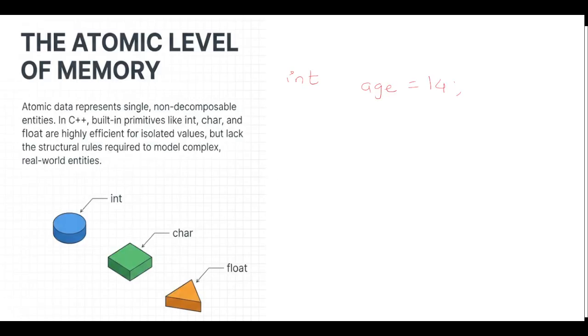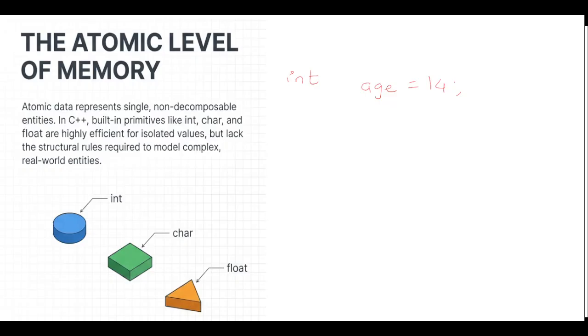Hello friends, in this video we will see the structure and the array of structure. As atomic data represents a single and non-decomposable entity, age is an atomic data, we cannot decompose it. To store this atomic data, we use the built-in primitives. In computer languages, built-in primitives like integer, character and float are used to store a single value.